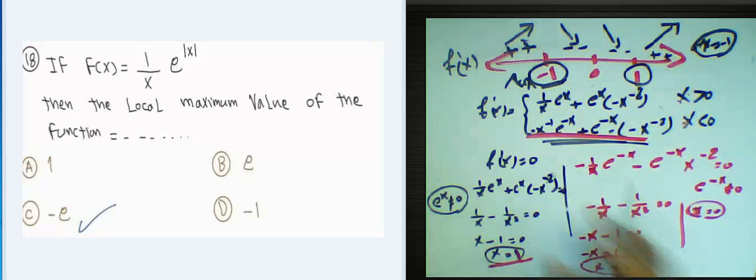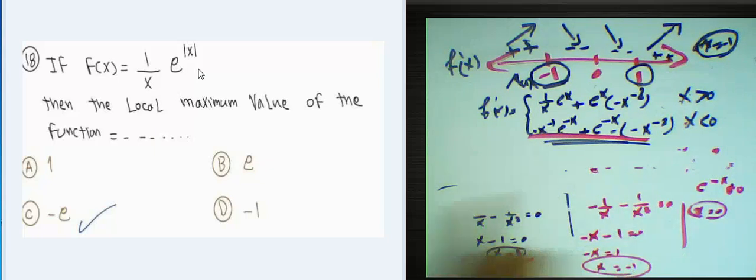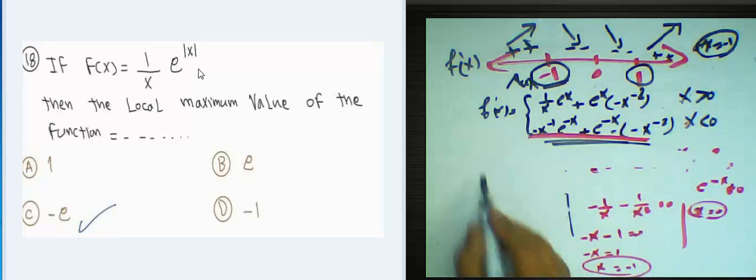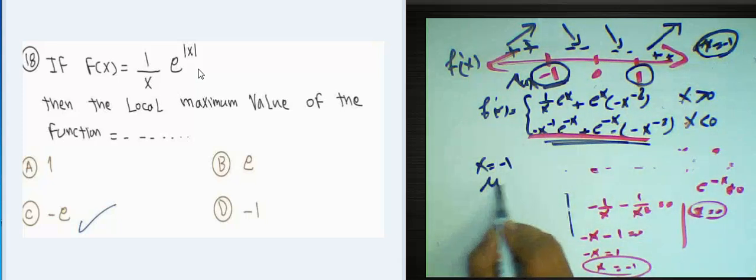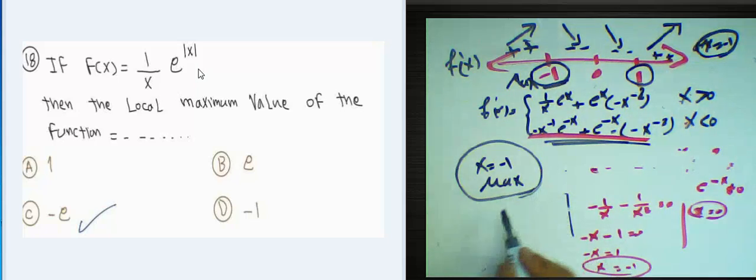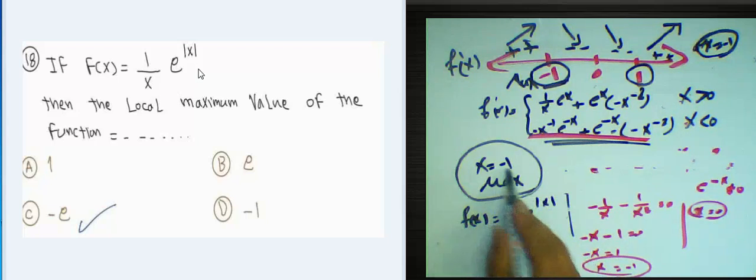In this example, the function is 1 over x, multiplied by e power 1 over x. Understood? So in this example x equal negative 1 is the maximum, and we want to find the image of the function. We know he gave us the function f of x equal 1 over x times e power absolute value of x. Put x equal negative 1 here, then f of negative 1 equals negative 1 multiplied by e power 1. Then the result will be negative e.